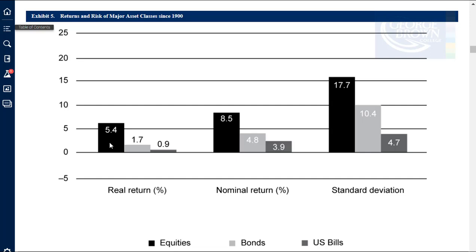And again, you learn that in economics. What is real return? It's basically the nominal return minus inflation rate, okay? And again, we'd have to look at what they're using for that equities benchmark or classification, okay? Bonds have a real return of 1.7% and T-bills 0.9%. Again, that Ibbotson data was showing nominal returns. Remember, inflation was at about 3% since 1926. You can see here the nominal returns 8.5, 4.8, 3.9. Again, we'd have to look at their source of data.